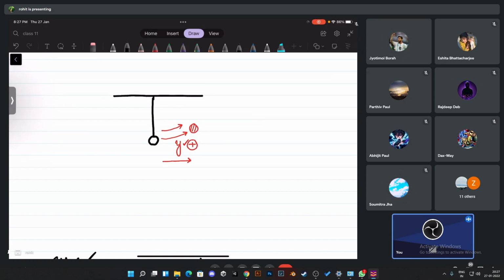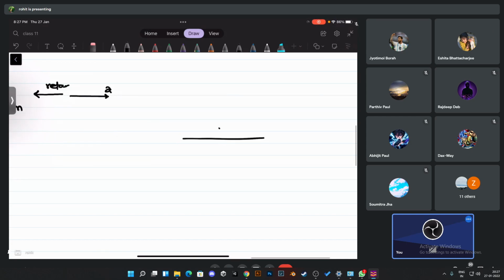Okay, I'm going to ask you a question. In this direction, what do you get? You get acceleration or retardation? Retardation. Very good. When the object is climbing up, you get retardation. That means the direction of acceleration is this one. Can you understand? Yes, sir. If this is the direction of acceleration, then obviously this will be the direction of retardation.